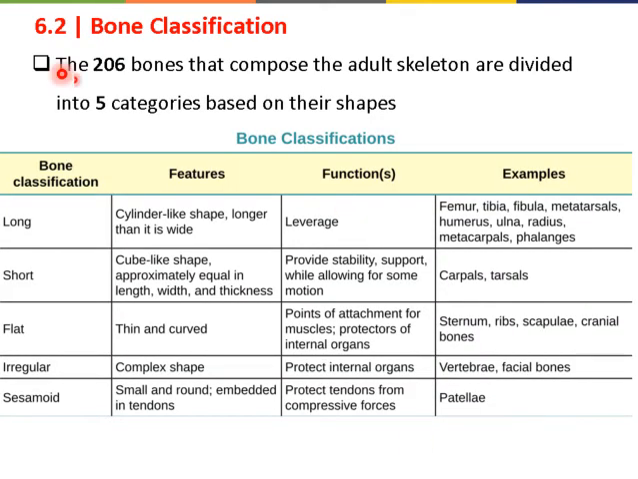Now for the next section we will talk about bone classification. Now our adult skeleton is composed of 206 bones. Now these 206 bones can be divided into 5 categories based on their shape. Now we have 5 shapes, which are the long bone, short bone, flat bone, irregular bone, and the sesamoid bone.